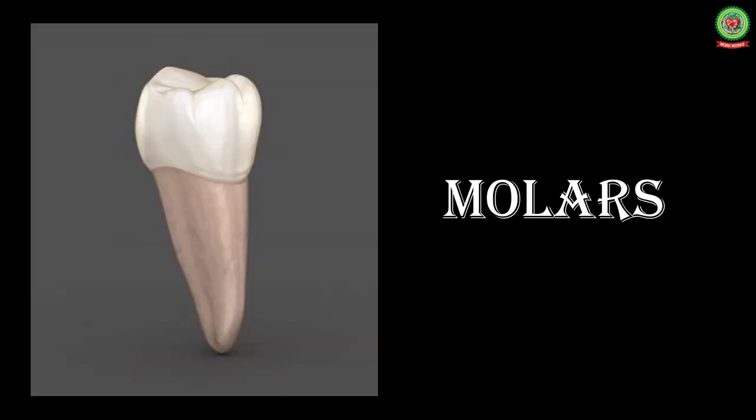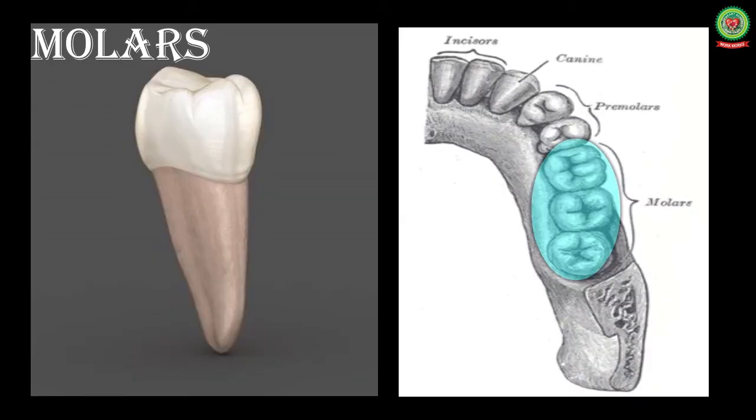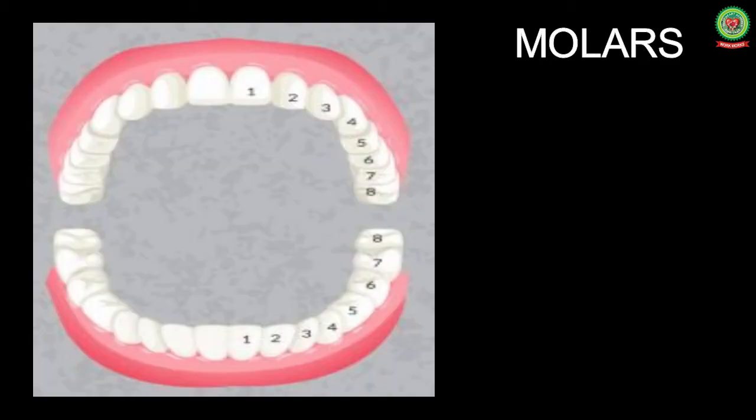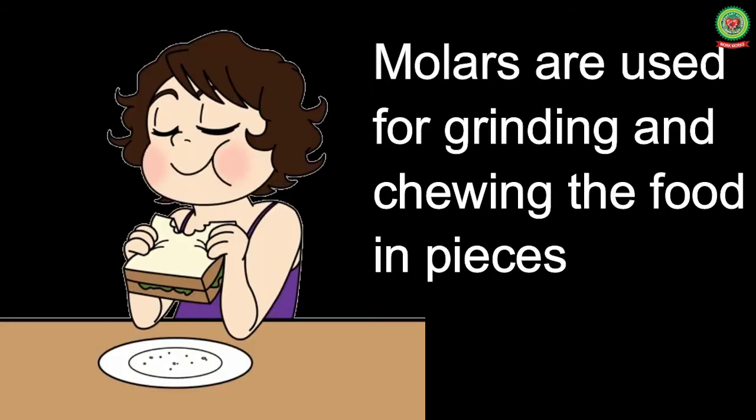Now come to the next type, that is molars. They are also known as grinding teeth. Molars are 6 in each jaw. They are also broad and flat. They grind and chew the food. The last molars are also known as wisdom teeth. So students, molars are the large flat teeth at the back of the mouth. There are 6 molars in each jaw and there are total 12 molars in the mouth. And these are used for grinding and chewing the food in pieces.